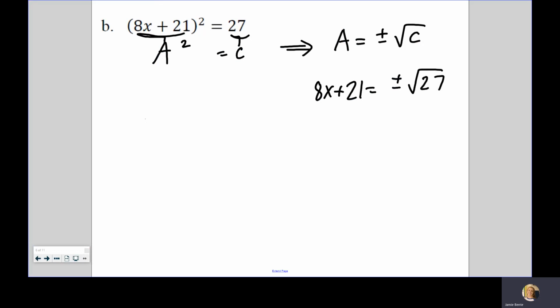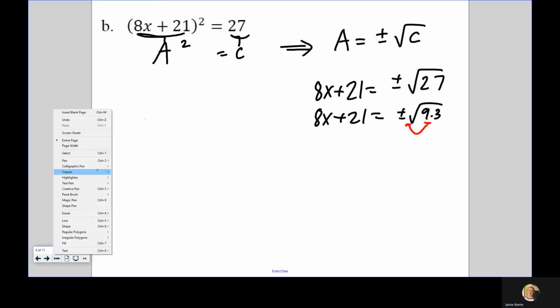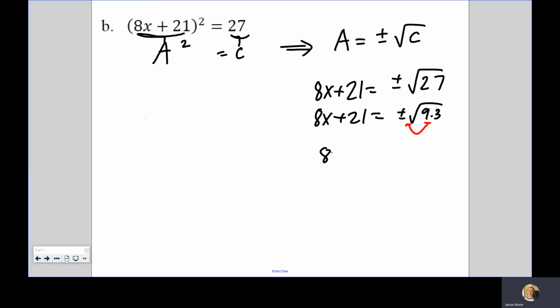Oh, I missed my 1 here, 21. Sorry. All right, so let's go ahead. We're going to solve this for x, but let's go ahead and simplify this radical first. We know that 27 has a perfect square factor. It's 9 times 3. So we could write that as 9 times 3. And then we're going to take the square root of 9. It's going to pop out front. All right, so that would leave us with, again, 8x plus 21 on the left, and plus or minus 3 times the square root of 3.